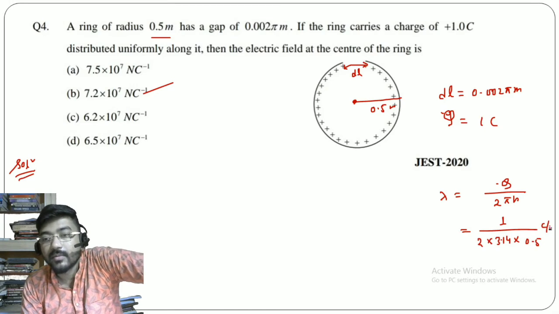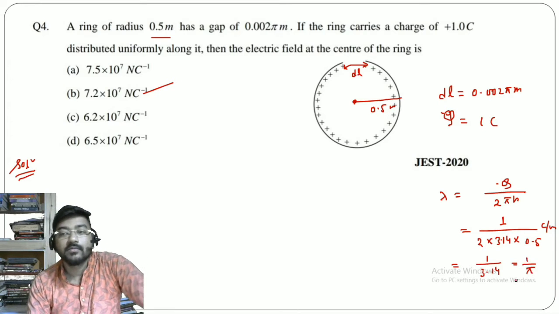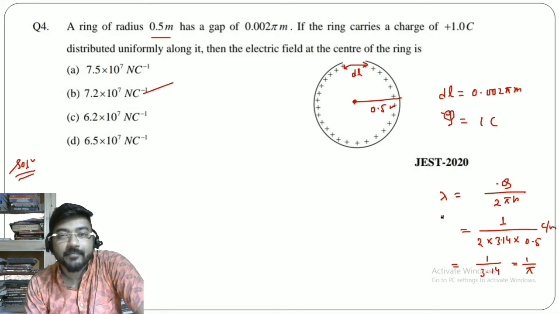So this is coulomb per meter. This is lambda. So it will be 0.5 into 2, that is 1. So it will be 1 by 3.14, or you can simply write 1 by pi. So lambda is 1 by pi.